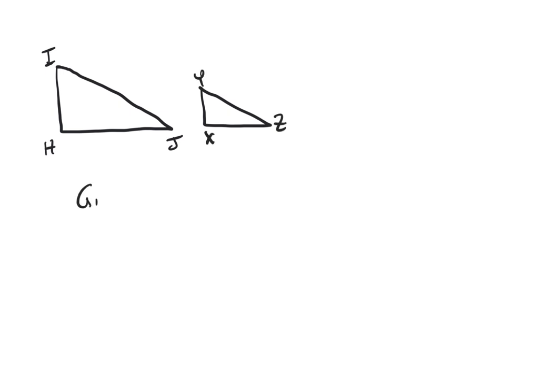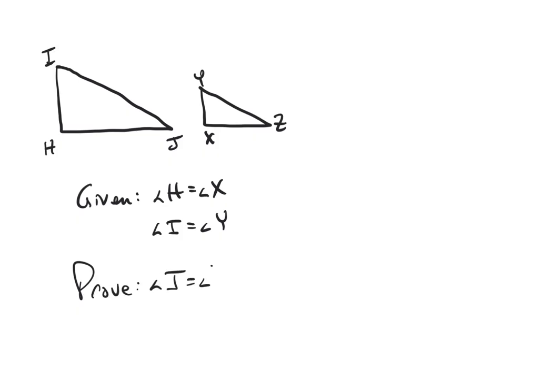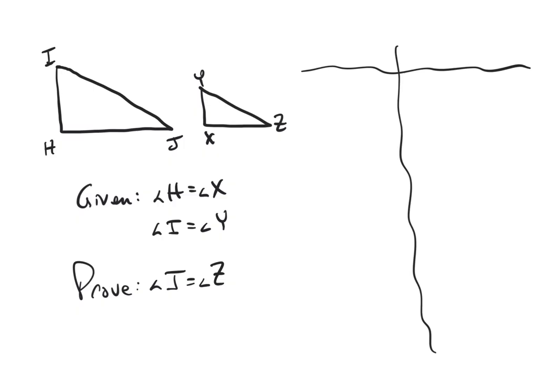And then what we're going to give you is that two angles in each triangle are equal. So I'm going to tell you angle H equals angle X, and angle I equals angle Y. And then what you're going to help me prove is that the third angles, J and Z, are equal to each other. Okay? So like always, feel free to pause the video if you need to just do some writing before we get going on the steps. But I'm just going to go ahead and get started here.